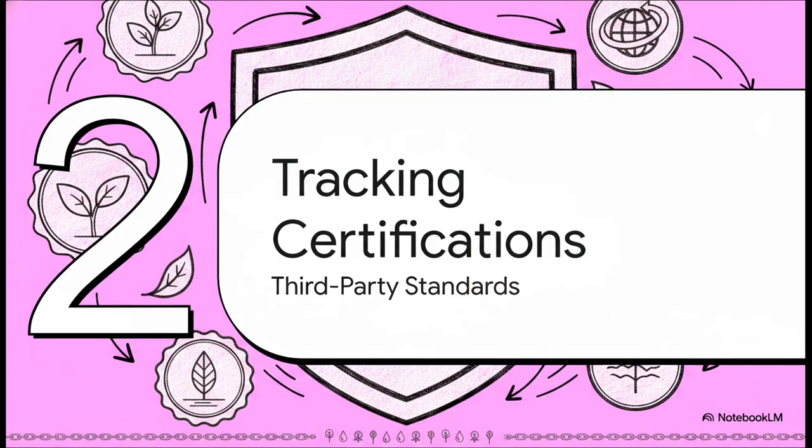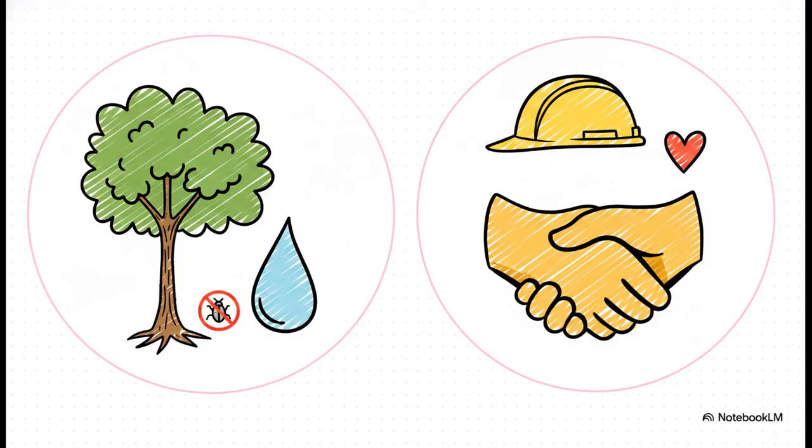Moving right along to Section 2, Tracking Third-Party Certifications. The standard actually splits these certifications into two main buckets: environmental standards, which focus on planetary boundaries, and social standards, which are all about human rights and worker safety. For the environmental side, we're looking at things like protecting primary forests, maintaining water quality, and using integrated pest management. And then on the social side, it's about fair workforce compensation, constant monitoring of health and safety risks, and absolutely prohibiting any child labor practices.